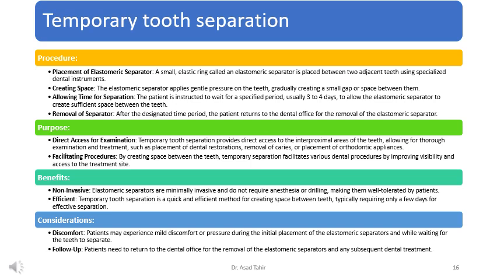Facilitating procedures. By creating space between the teeth, temporary separation facilitates various dental procedures by improving visibility and access to the treatment. Benefits. Non-invasive. Elastomeric separators are minimally invasive and do not require anesthesia or drilling, making them well tolerated by patients. Efficient. Temporary tooth separation is a quick and efficient method for creating space between teeth, typically requiring only a few days of effective separation.